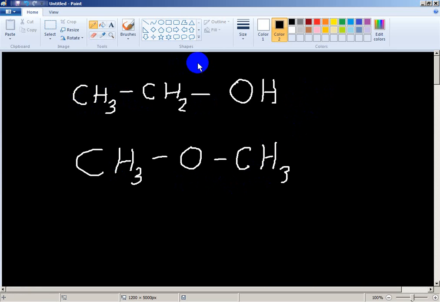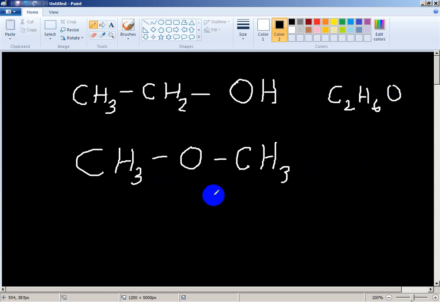Count carbon. Carbon is 1 and 1, so 2 carbon. Hydrogen, how many hydrogen? 3, 2, 5 and 1: 6 hydrogen. How many oxygen? 1 oxygen. This is the molecular formula.